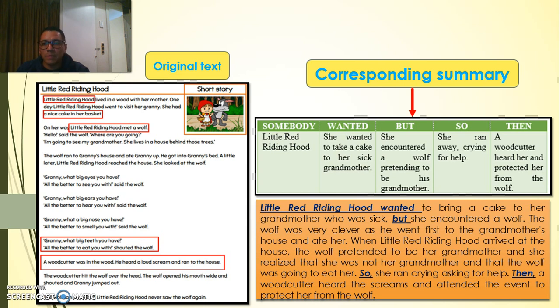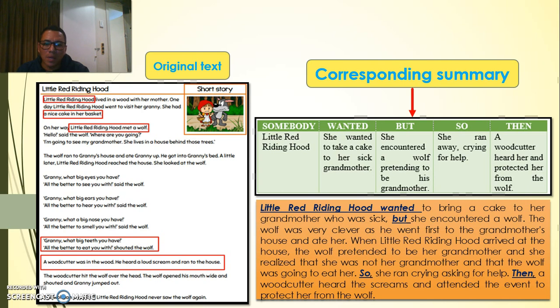I wrote the main character who is Little Red Riding Hood. In the part of Wanted, I put what she wanted in the history. In the case of the But and So, I put some complement, but what happened then or during the history, and in the Then part I wrote how the history ends.